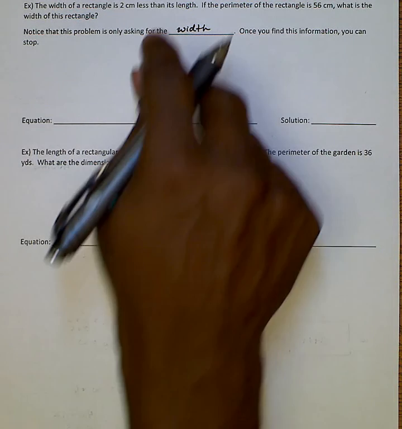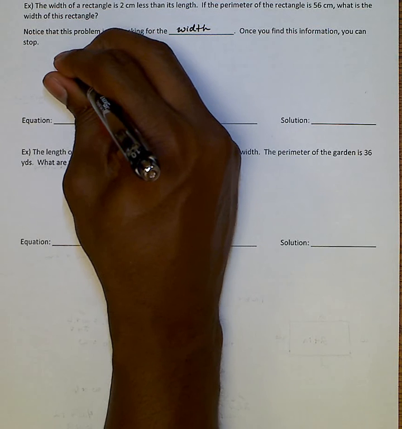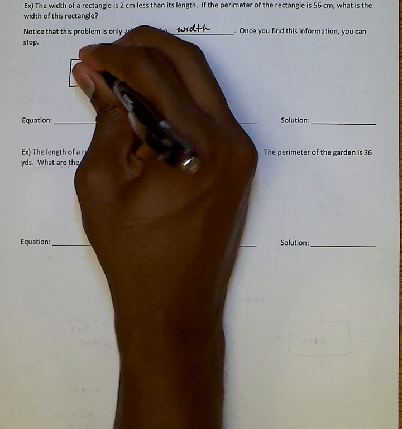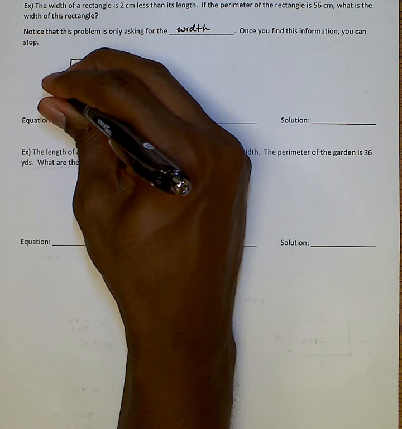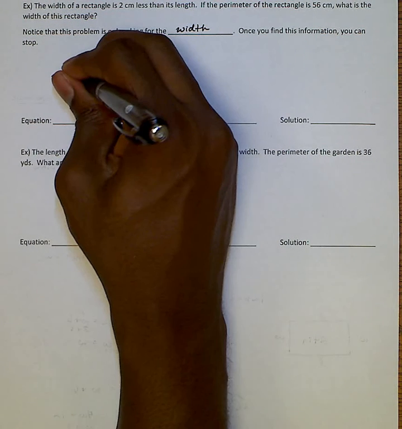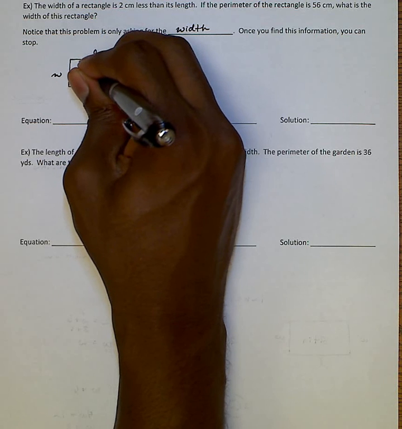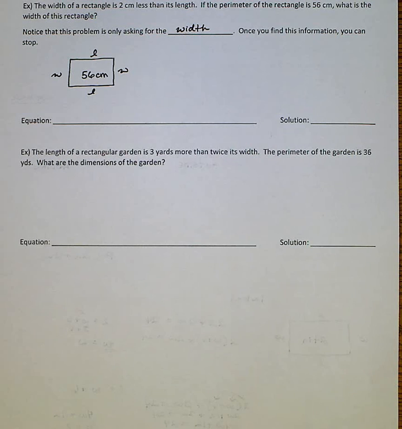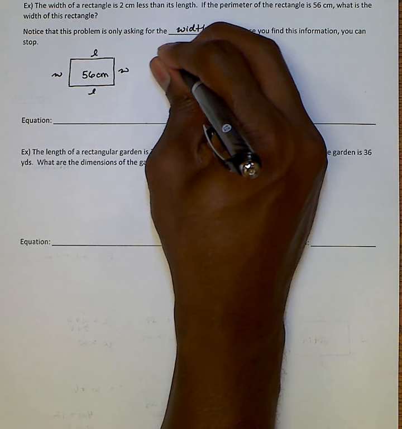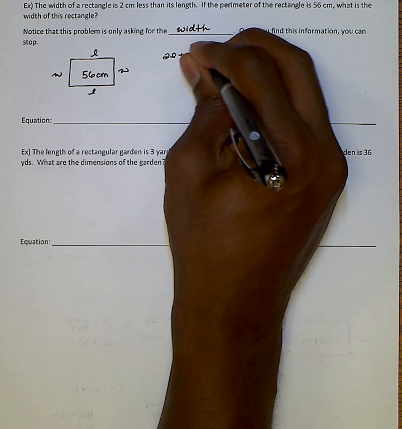Alright, let's go into solving this problem. So we have a rectangle problem. I'm going to draw my rectangle: length, width, length, width. And they tell us that the perimeter is 56 centimeters. What is the width of this rectangle? They tell us that the width of a rectangle is 2 centimeters less than its length. Again, we won't be able to just set up this problem 2L plus 2W equals 56 and solve it because we have too many variables.